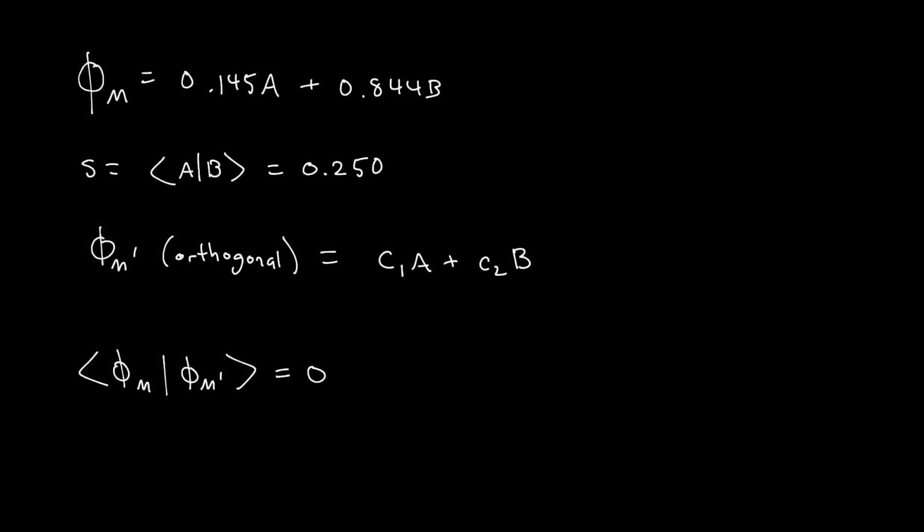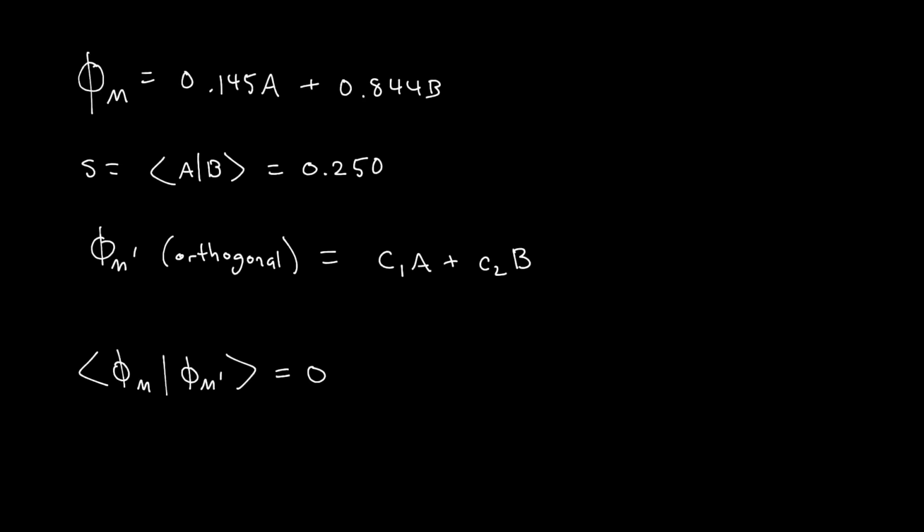So we're given a molecular orbital, let's call it phi m, that is 0.145a plus 0.844b, where a and b are atomic orbitals. And we're given the overlap of the atomic orbitals s, written in Dirac notation, <a|b> is 0.250. Now we want to find a molecular orbital that is orthogonal to it. Let's call it phi m prime, and let's give it constants C1a plus C2b.